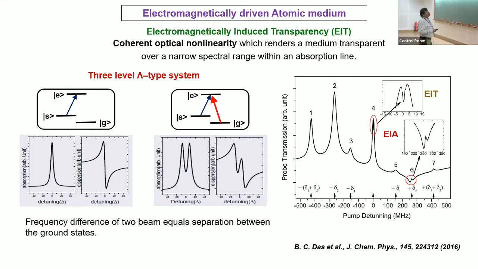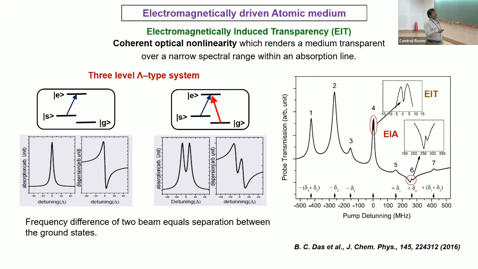And now if I come with another laser from another ground state to the excited state, then the absorption profile is split. Actually, you have a transparency in between the absorption profile. So this is a coherent nonlinear optical nonlinearity, which makes the medium transparent in a narrow spectral range in the absorption profile. So this is how it looks. This is some sort of VSOP, velocity selective optical pumping, absorption profiles. And then at one of them, we got this sort of an EIT.